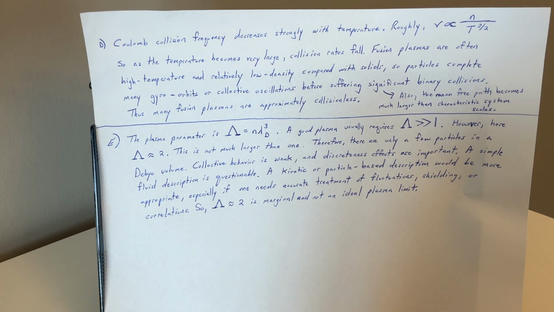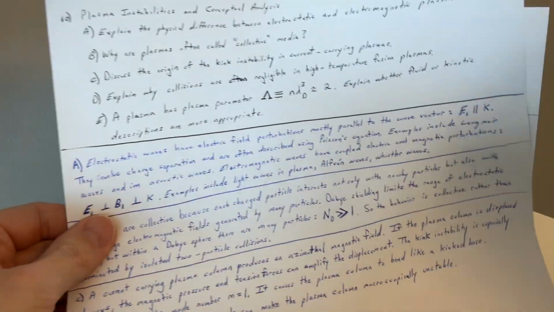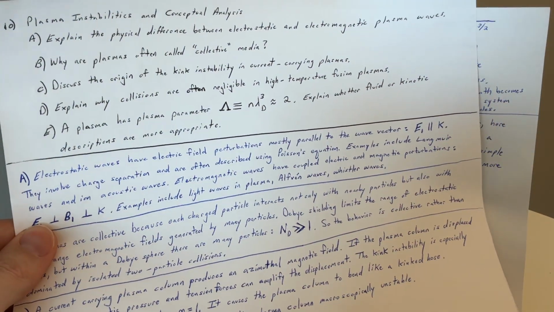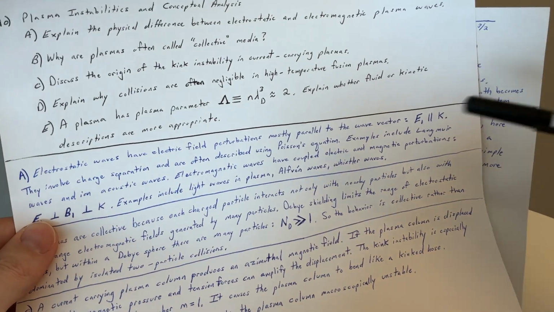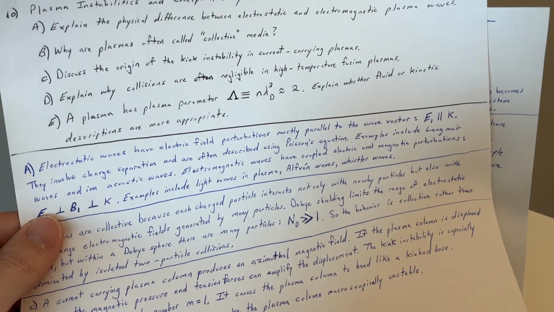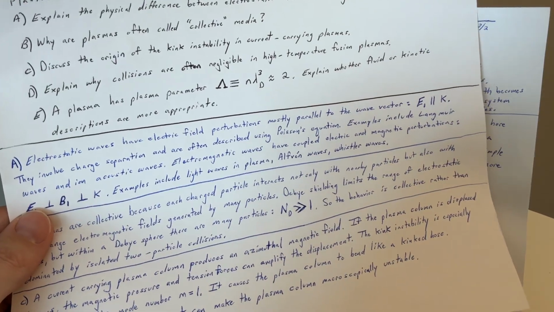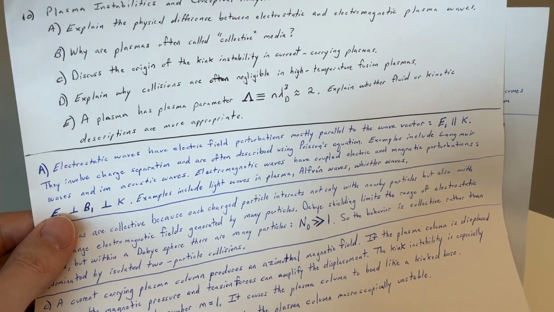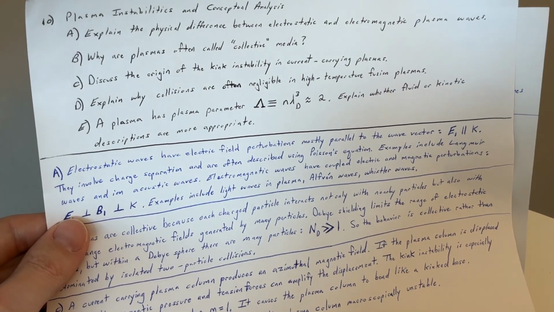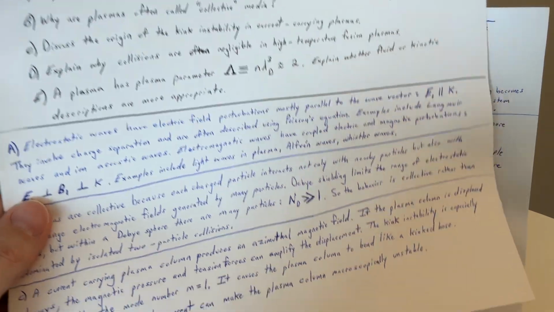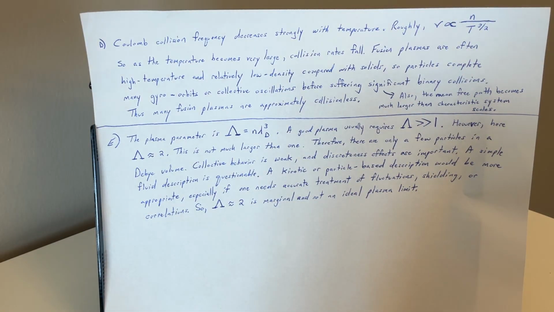Pardon me if I mispronounced anything. In part E, a plasma has a given plasma parameter. Explain whether fluid or kinetic descriptions are more important. So we're given here Lambda, defined as n lambda sub D cubed, is approximately 2. So let's see what we can do here.